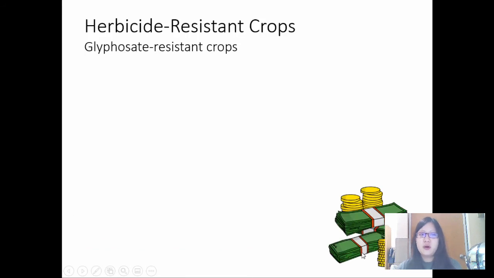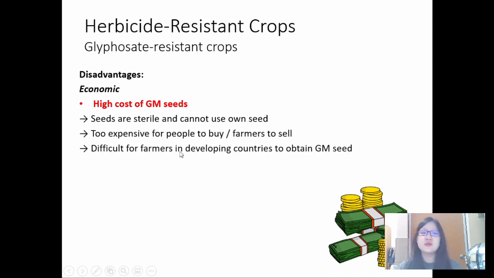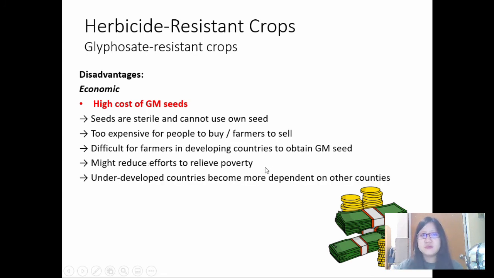And this is another problem. This makes GM seeds pretty expensive. They are expensive to begin with, and then you have to buy it every year, and you can't use your own seed. Seeds are sterile, too expensive. It's difficult for farmers in developing countries to buy, and might reduce efforts to relieve poverty. Underdeveloped countries become even more dependent on other countries to survive. So high cost and technology and intellectual property may cause all these problems right here.